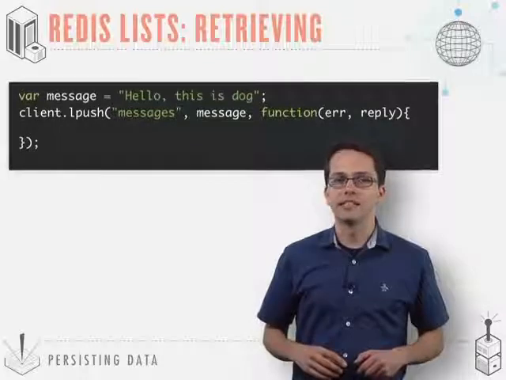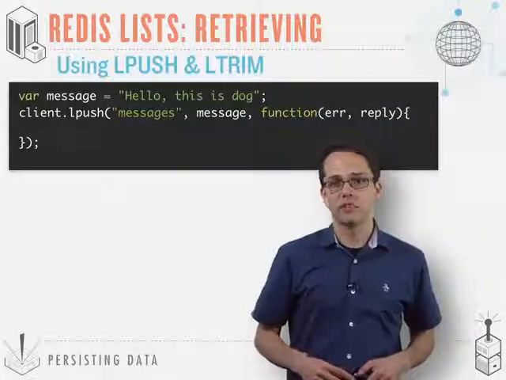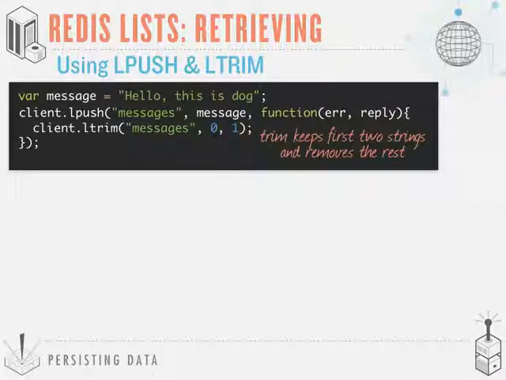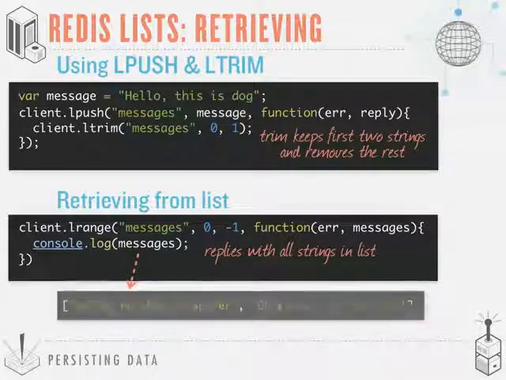Instead of logging out the length of the array to the screen, we're going to use the ltrim function. In this case, we're going to send in 0 and 1. It's going to keep the first 2 strings in the array and remove the rest. If we want to retrieve the values from the list, we can use lrange. Remember, we saw that before, sending in 0 to -1, which will return all the elements in the list. If we log them out to the console, here's what we would get.